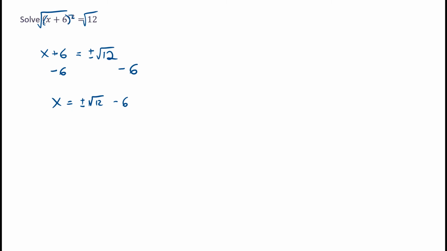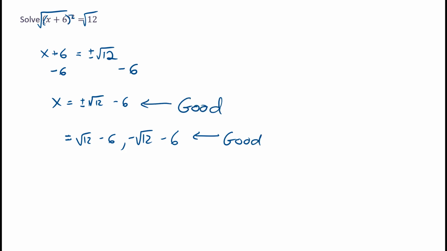And notice built in there is two different solutions because of this plus or minus right there. But I can't just combine square root of 12 and minus 6. Can't add those together. They're not quite like terms. So I can just leave my answer as square root of 12 minus 6 and negative square root of 12 minus 6, which actually, that's a perfectly fine answer there, leaving it kind of unsimplified in the non-decimal version. So this is good. Even this is good, leaving it in that plus or minus notation. That's okay to do.